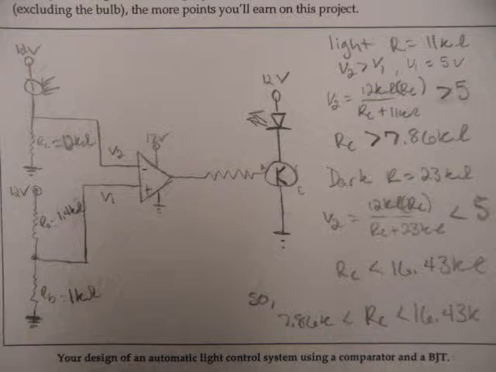And when it's dark, we want V2 to be less than V1. So we do the same thing, but use our resistance for when the light-dependent resistor was in the dark, which was 23 kiloohms. And then we use the voltage divider rule again to calculate the range that RC can be. So we got the range for RC to be from 7 kiloohms to 16 kiloohms, and we chose 12.